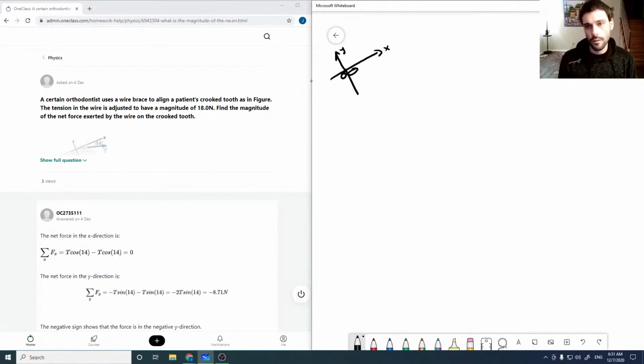Our tensions are written like this, and it tells us that the angle in here is 14 degrees and 14 degrees. I'm just going to erase that. Okay, so it asks us to find the magnitude of the net force exerted by the wire on the crooked tooth.